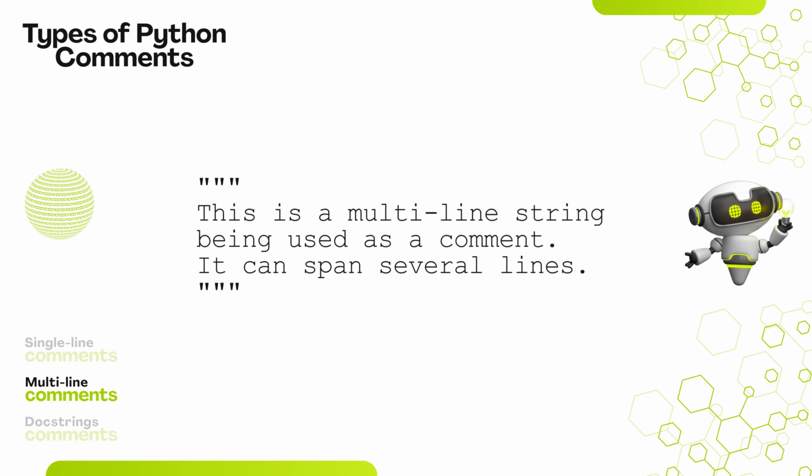Now, here's the crucial part. This isn't technically a comment. It's actually a string literal that exists in your code. However, since we are not assigning it to a variable or doing anything with it, Python creates the string and then immediately discards it. The string object gets created in memory for a brief moment and then gets garbage collected. So it behaves like a comment, but technically it's an unused string literal.